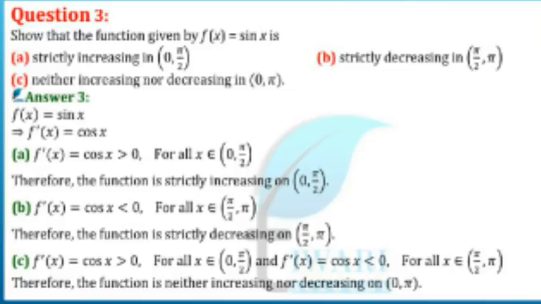Next is between the value 0 to pi. So as we have seen in the first two cases, from 0 to pi by 2 it is strictly increasing, from pi by 2 to pi it is strictly decreasing. So in the entire function it is taking increasing as well as decreasing value. So that means in the whole interval our function is neither increasing nor decreasing.